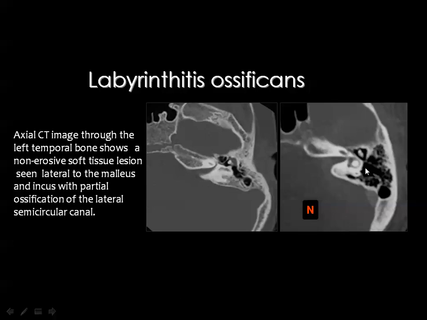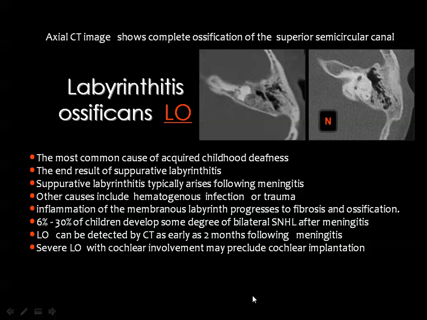This is the normal appearance. This is the vestibule, lateral semicircular canal, posterior semicircular canal, and dome of the cochlea. But here you see soft tissue density within the middle ear cavity, which may be due to otitis media. And if you look here, you cannot see the lateral semicircular canal, and you cannot see the vestibule, and you can see the shadow of the dome of the cochlea. They are totally ossified.